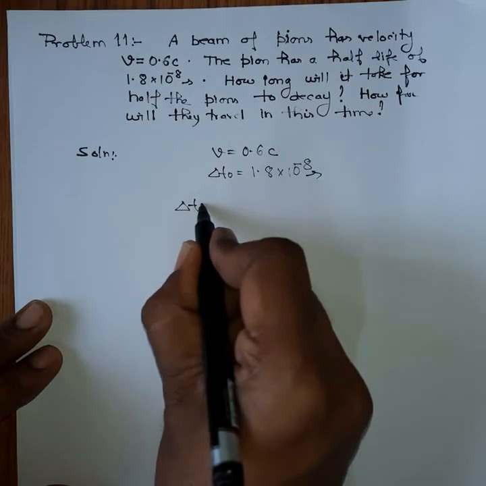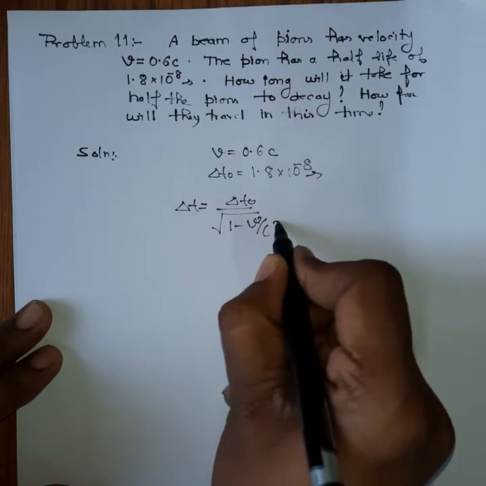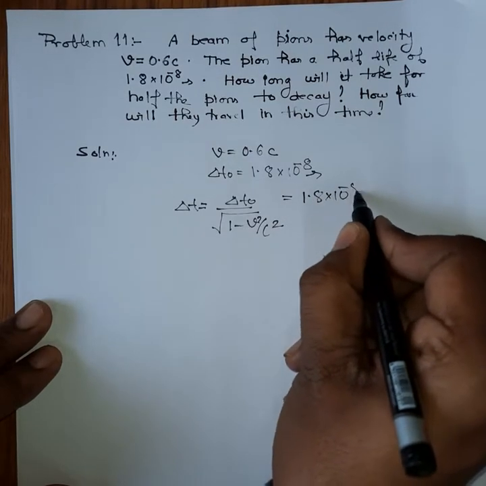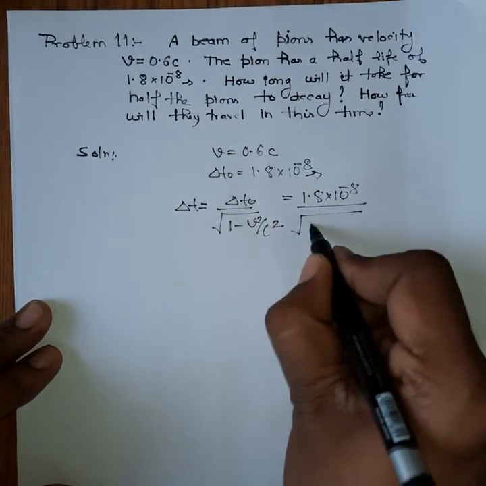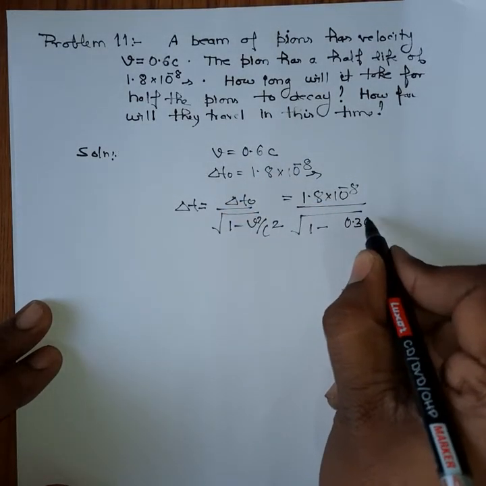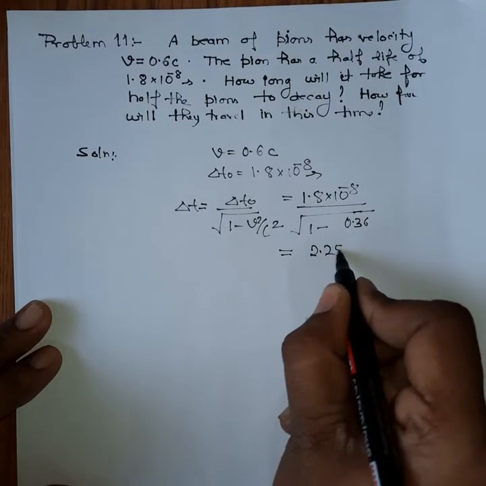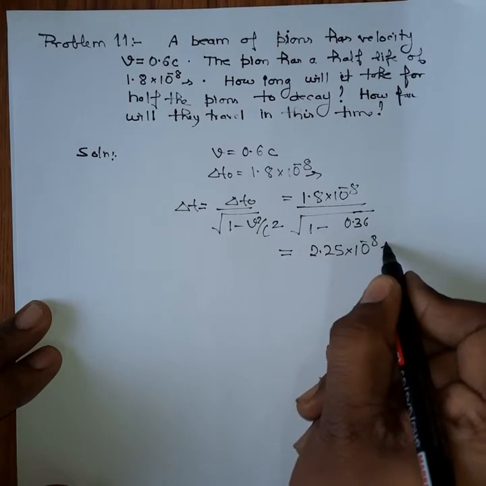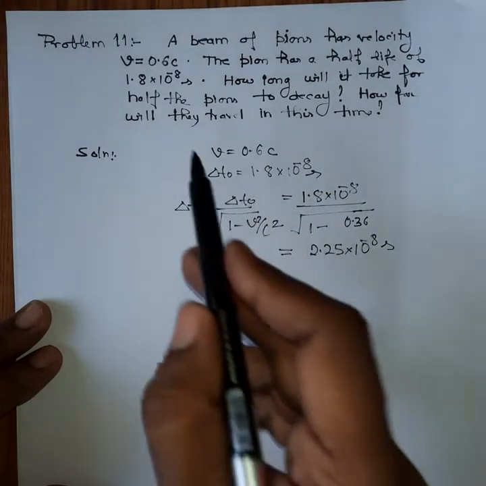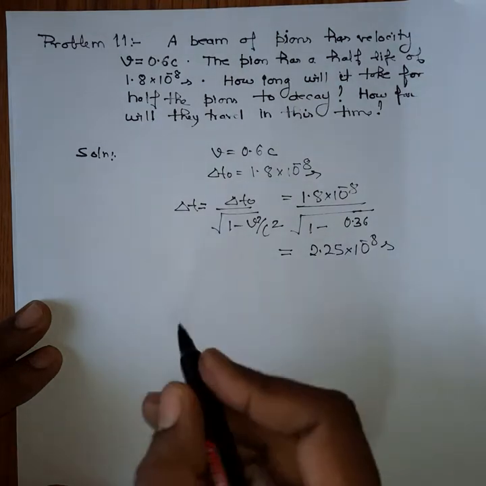So delta t will be equal to delta t naught divided by square root of 1 minus v square by c square. If you substitute the values, 10 to the power minus 8 divided by square root of 1 minus 0.6 squared, so it will be 0.36. The c will cancel each other, so you finally will get 2.25 into 10 to the power minus 8 second. So this is the time that pions will take to decay to half of their total value.